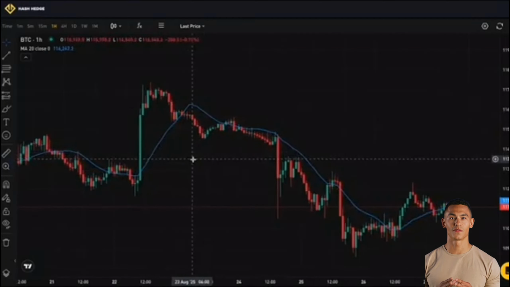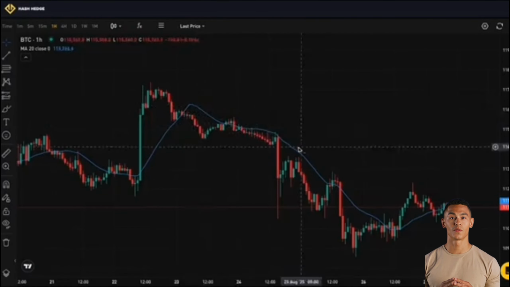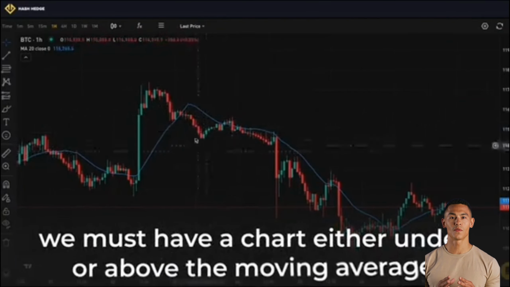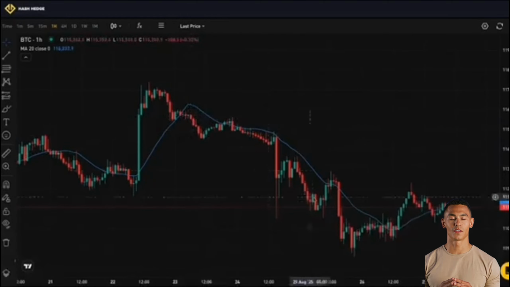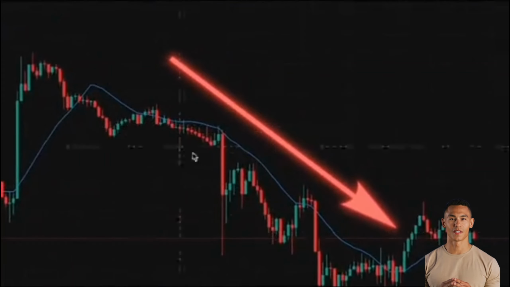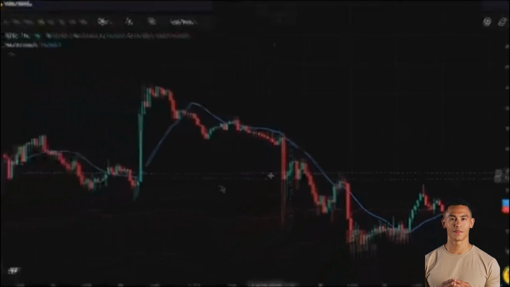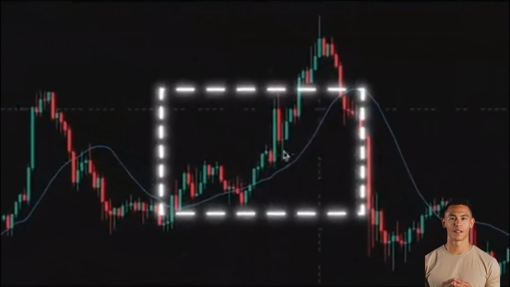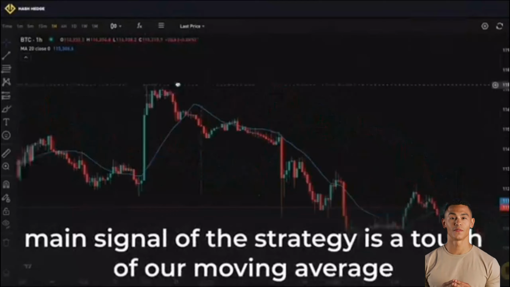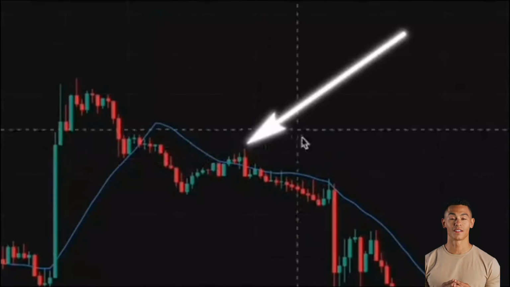So our task now is to find trend movements and use the entries from the moving average. The first rule to start looking for trades is that we must have a chart either under or above the moving average. If our chart is under the moving average and trades there for a long time, it means that we have a short-term downtrend, and we open trades on such a chart only downwards. And vice versa. If we have a chart above the moving average, we open trades only upwards. The main signal of the strategy is a touch of our moving average. Not a breakout, but just a touch.